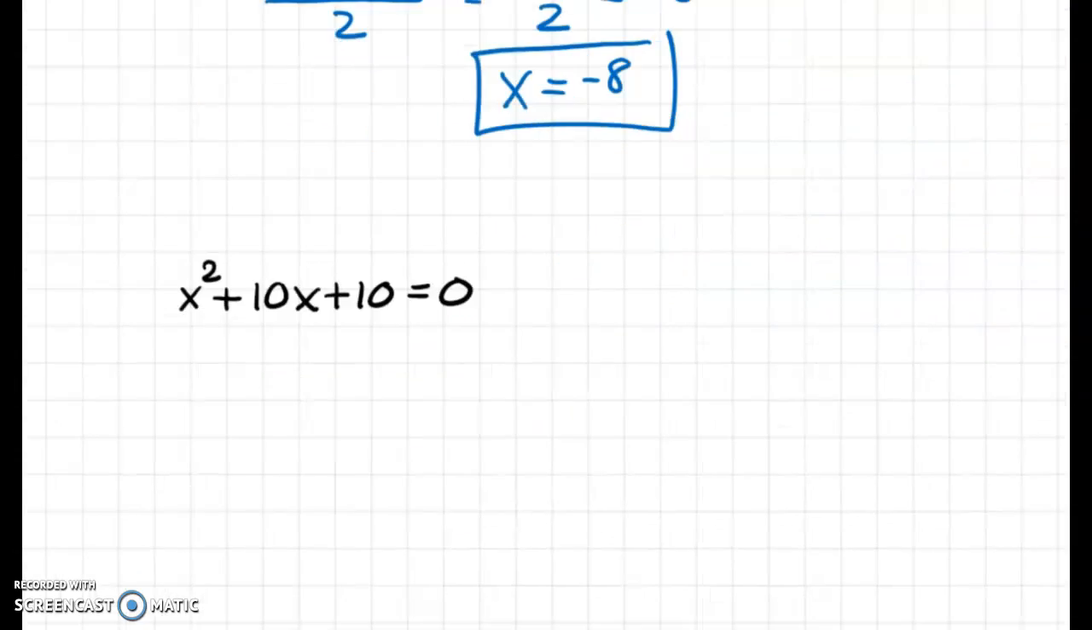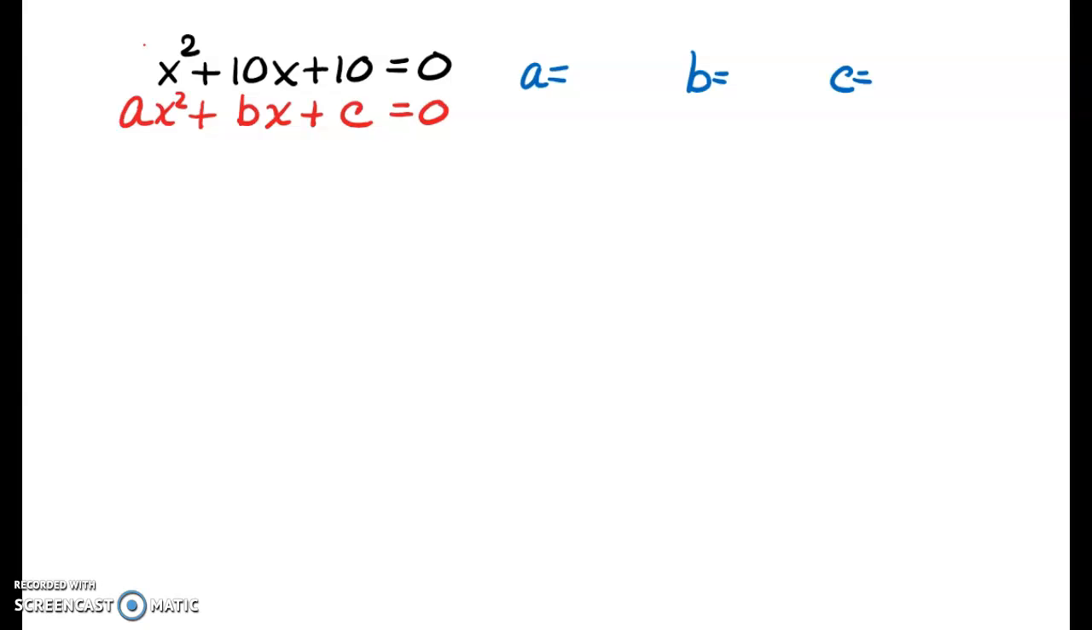All right, our next example. Okay, we're going to start off by finding a, b, and c. Are we in the correct form? Ax squared plus bx plus c equals 0. It looks like we are. Again, a is going to be 1, b here is 10, and c is also 10.